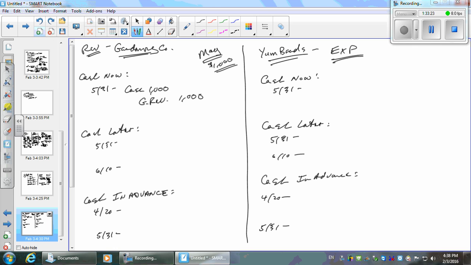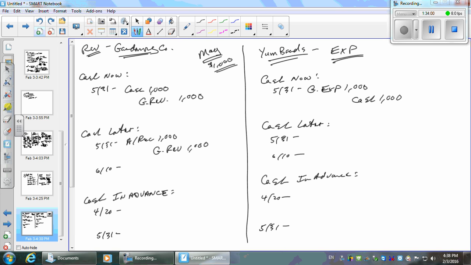Fantastic. On the other side of the deal, on Young Brands, they mowed the lawn. It's immediately starting to grow. I used it up. What do you call that? Gardening expense. Receivable, if they promise to pay me later, right?